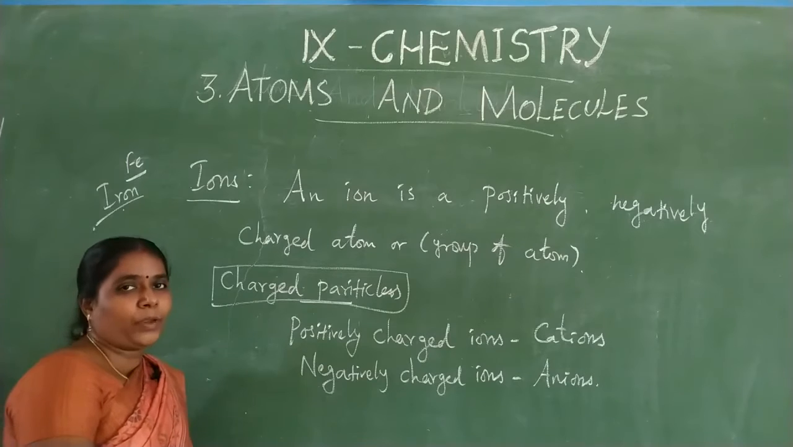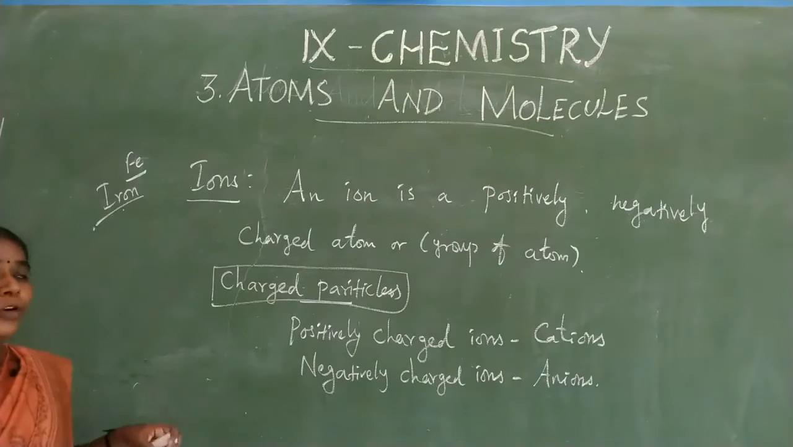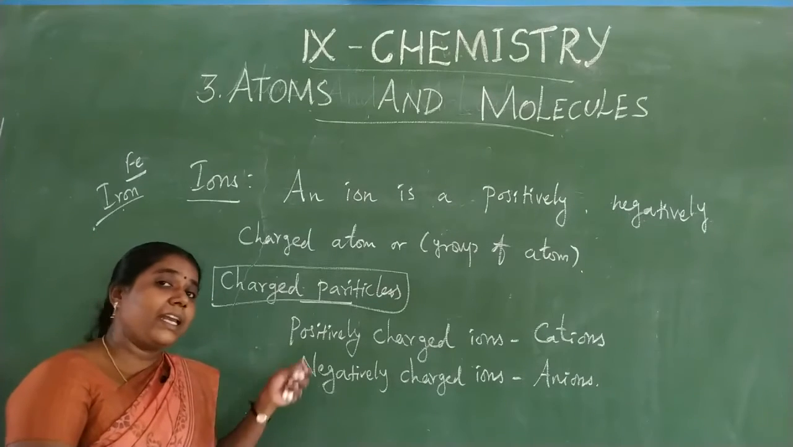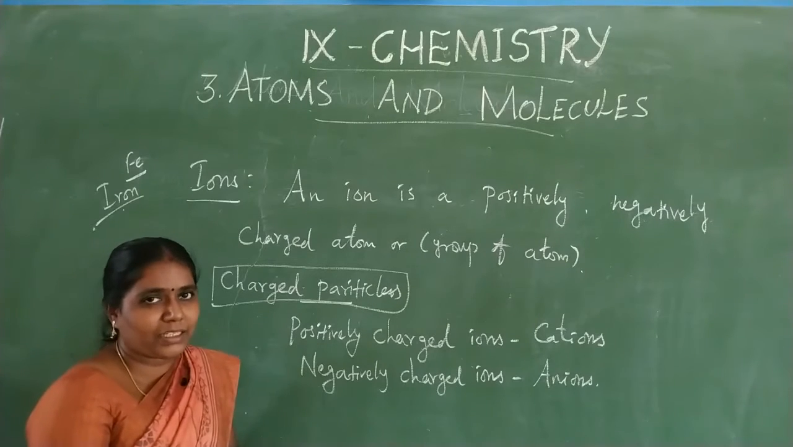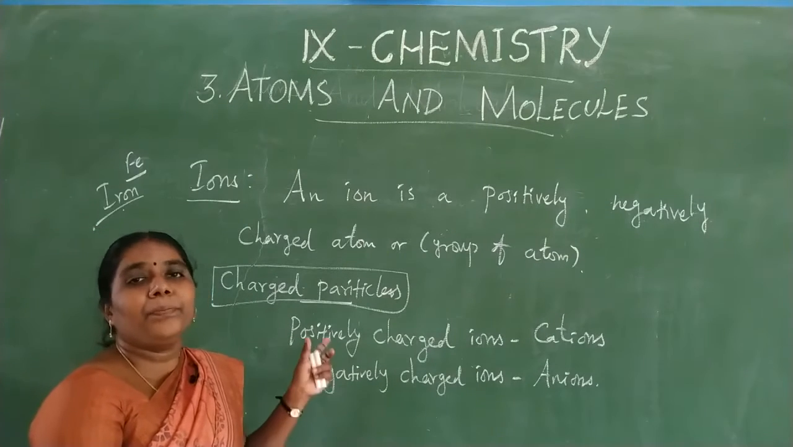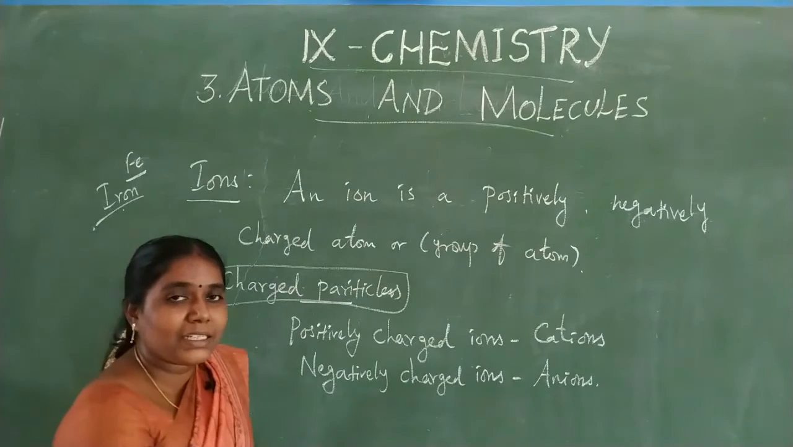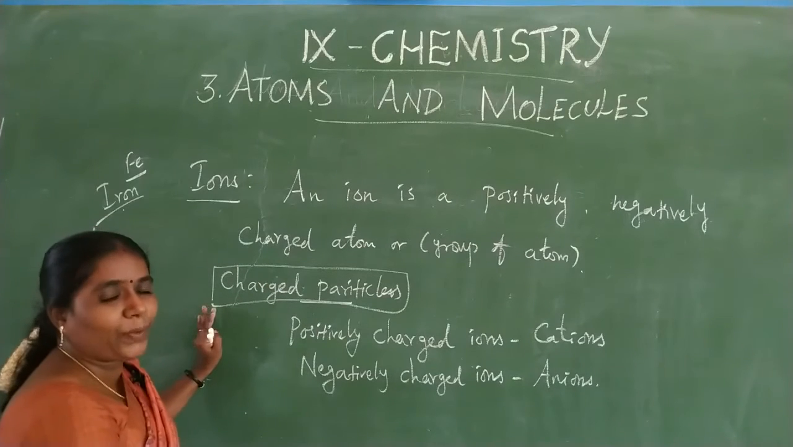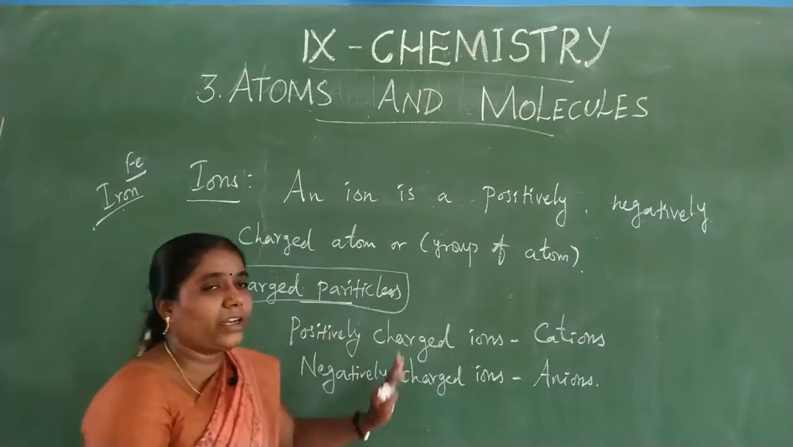Before this, you have to know that atoms can be divided into subatomic particles like protons, electrons, and neutrons. Inside the atom, we have these particles. Protons are positively charged particles, electrons are negatively charged particles, and neutrons are neutral particles. About this we will discuss in your next chapter. Since proton is positively charged and electron is negatively charged, these two make an atom electrically neutral. So ions are charged particles. Positively charged ions are called cations and negatively charged ions are called anions.